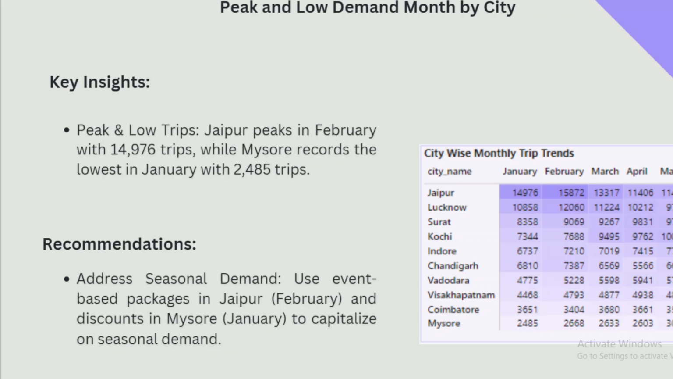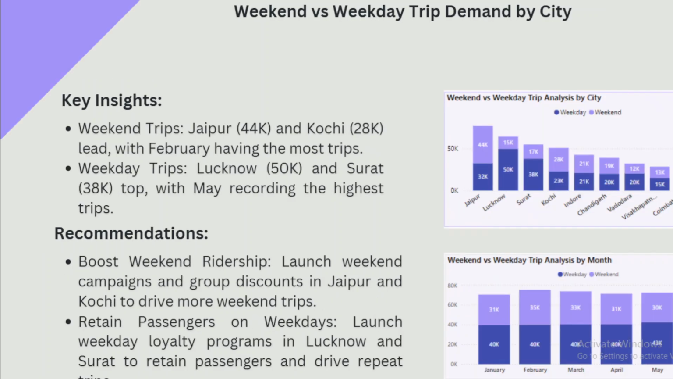Peak demand month by city. Jaipur has the peak demand month in January, and Mysore records the lowest in January also. Sorry, Jaipur records its highest in February. Weekend trips. On weekends, Jaipur and Kochi lead with February having the most trips, and on weekdays, Lucknow and Surat top the list.